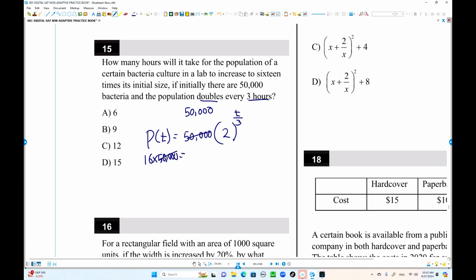It's the same number, right? So 16 equals 2 to the what? t over 3, isn't it? So how can you find the value of t? We need exponents with the same base number, right? 16 is 2 to the 4th power equals 2 to the t over 3. So 4 equals t over 3. t equals what? Times 3, right? Must equal 12, that is the answer. Option C is the answer, okay?